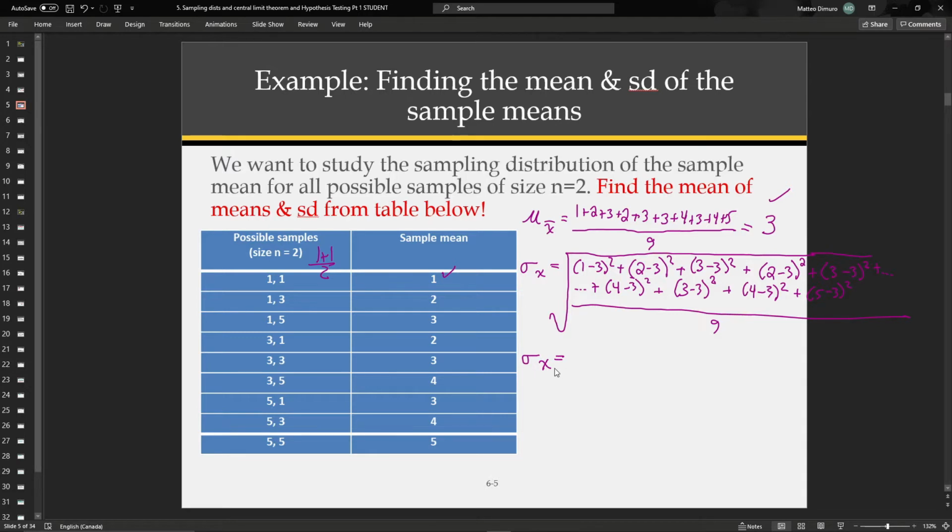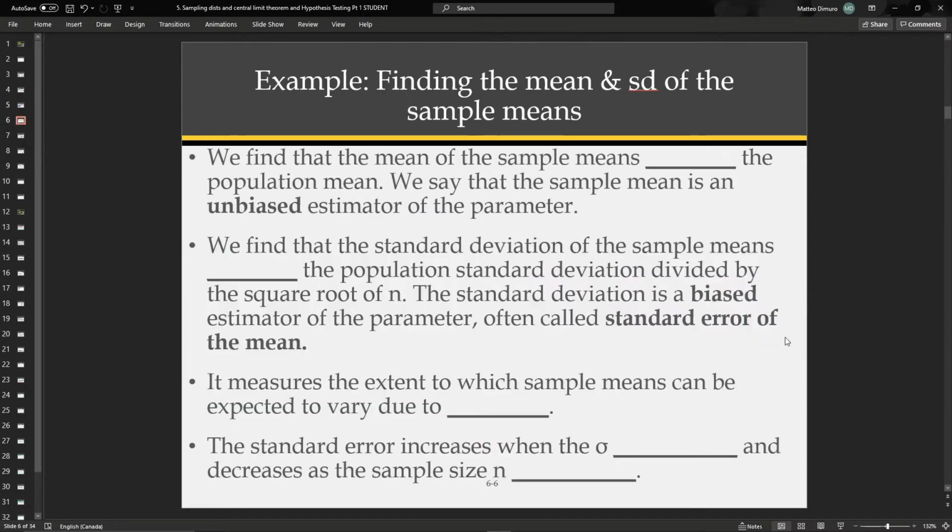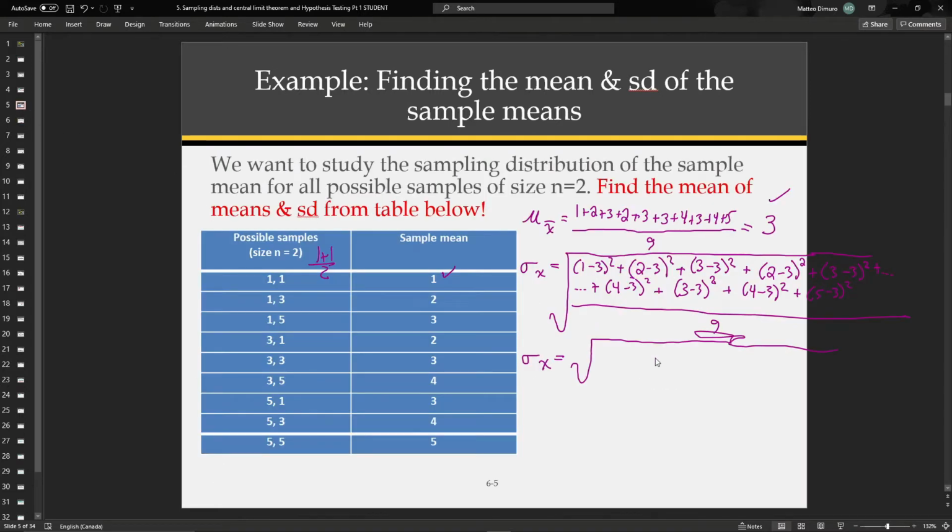So, actually, I do have a little bit of intermediate work here. Oh no. Apparently that button. Okay. Alright, so I got some intermediate work, so you should get 4 plus 1 plus 0 plus 1 plus 0 plus 1 plus 0 plus 1 plus 4.